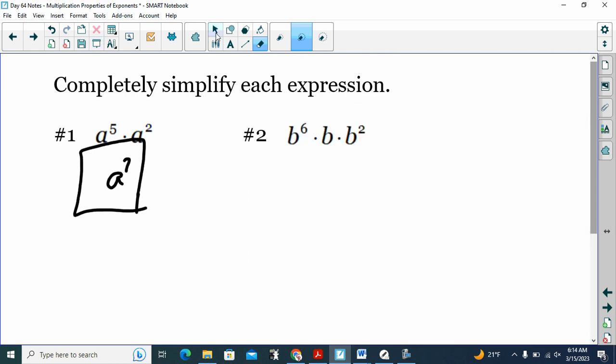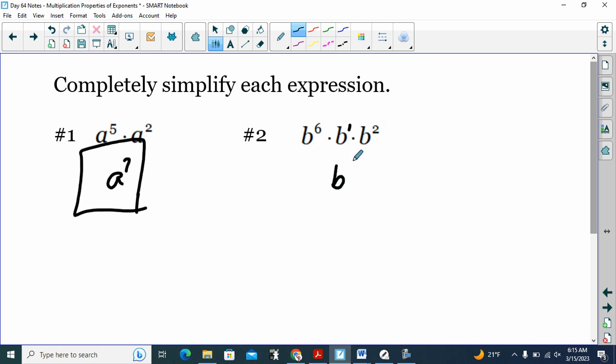Number 2 says b to the 6th times b to the 2nd. Everything I'm doing in here is multiplication. When that's the case, I add up the exponents. 6 plus, it's understood to be a 1, is 7, plus 2. It's 9. B to the 9th.